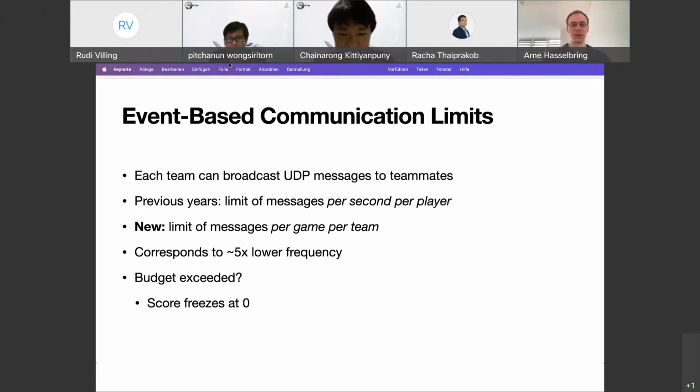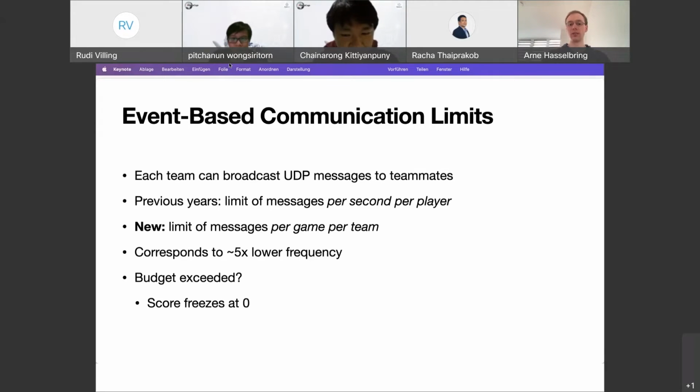And the path to a more realistic way of communication is to first limit the messages per game and per team. So every team has a fixed budget of messages that they can send per game, but they can choose themselves when they want to send them. And the amount of messages they can send corresponds to about a fifth of what they could previously send during a game when they sent once per second.